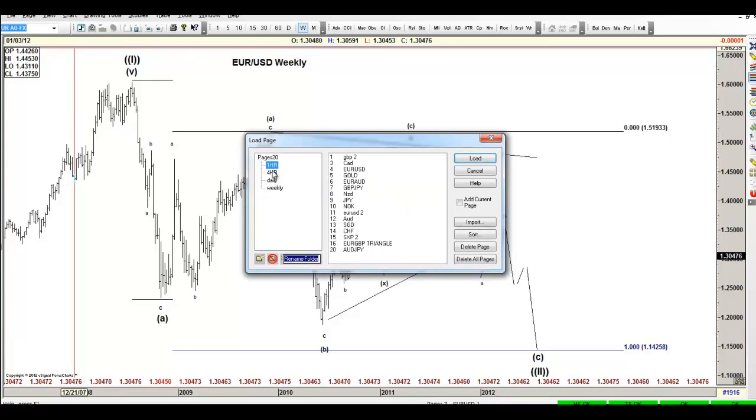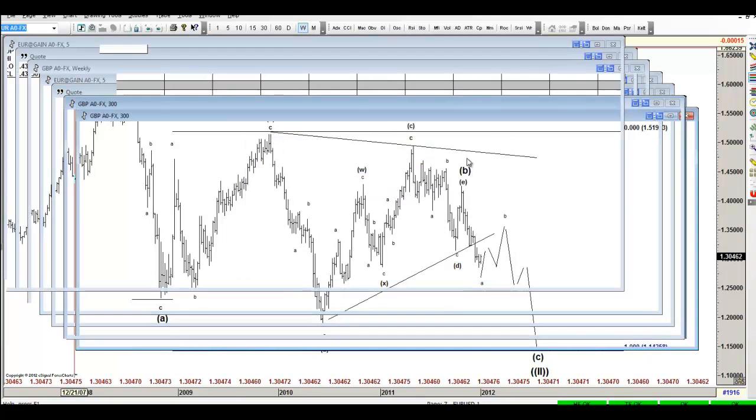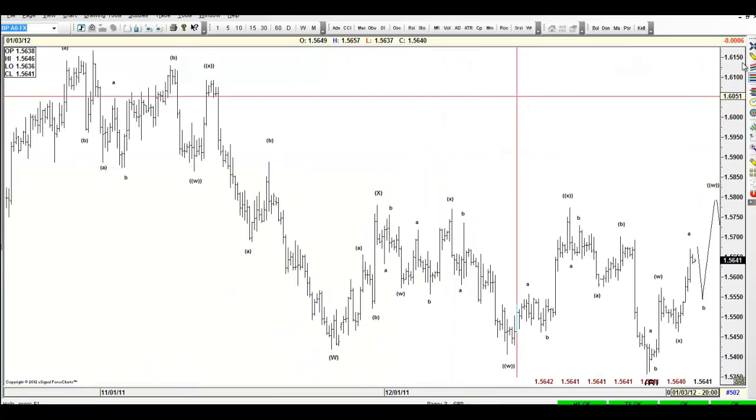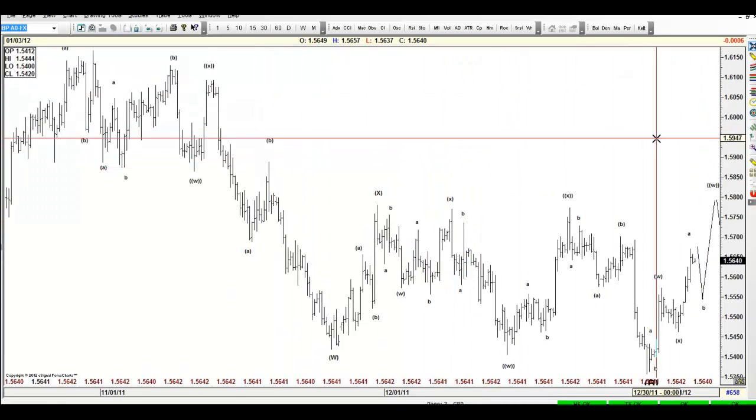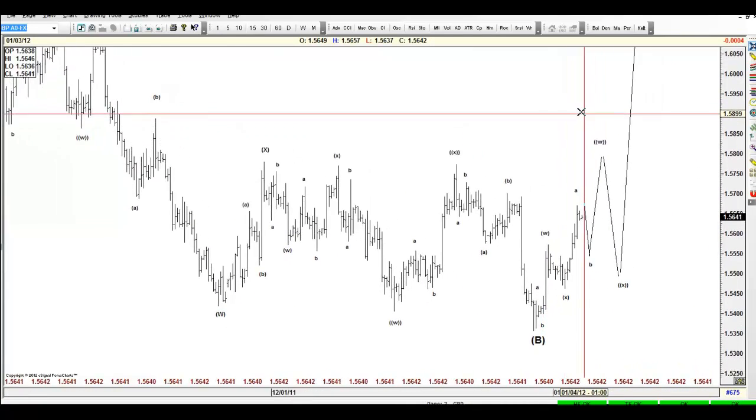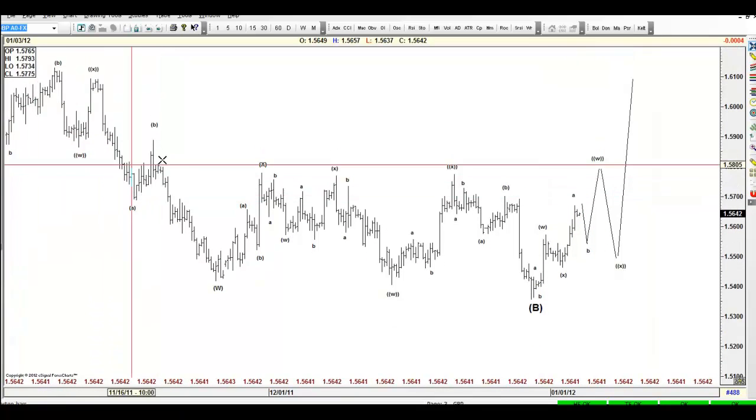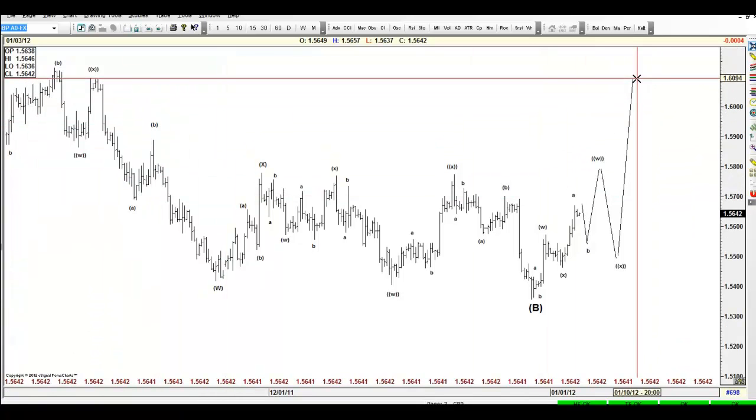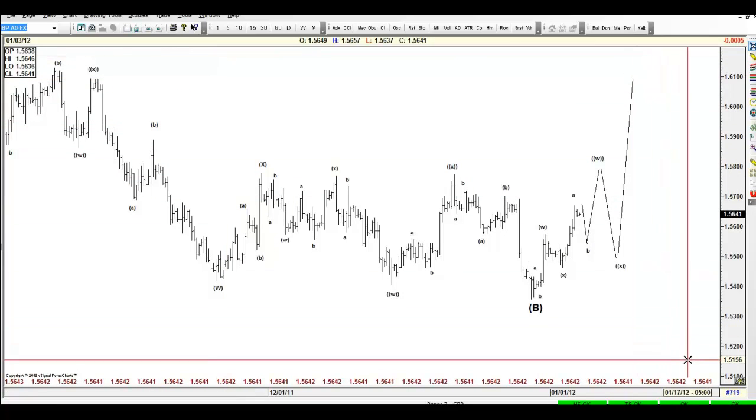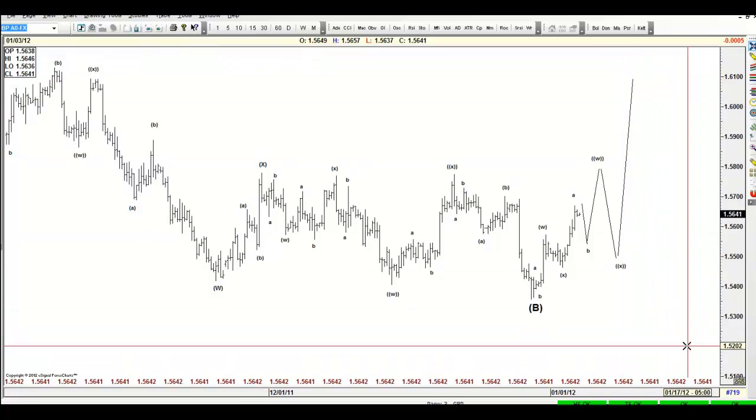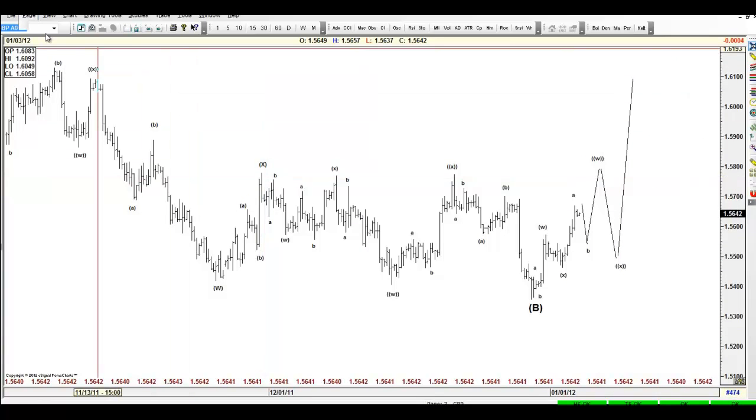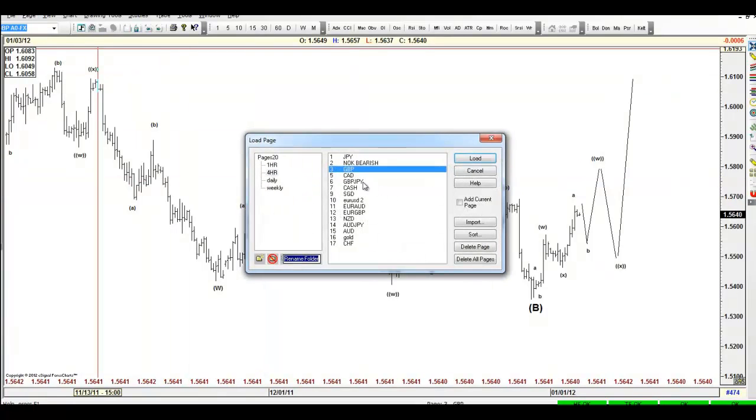Now, cable, what we see in cable is same scenario. That cable, the low in cable was the B wave, and we're going to start trading higher in a series of 3 waves to around this area, 161, 162, before the final push and thrust from the triangle in the daily and weekly. Now, the dollar CAD, it is very interesting.